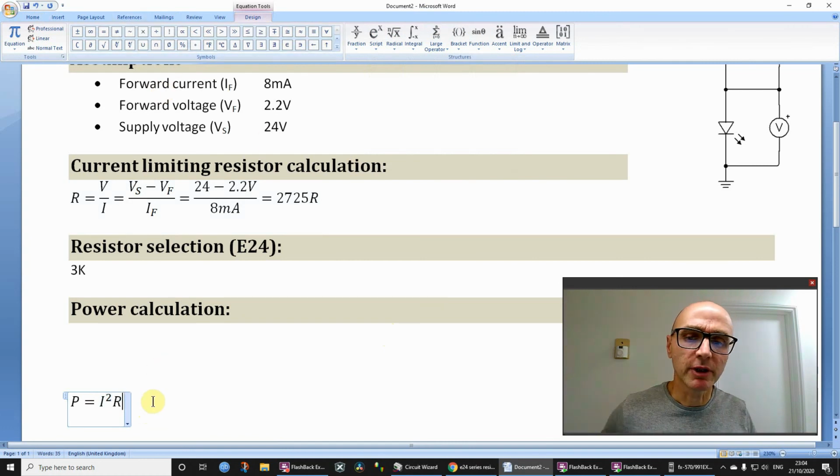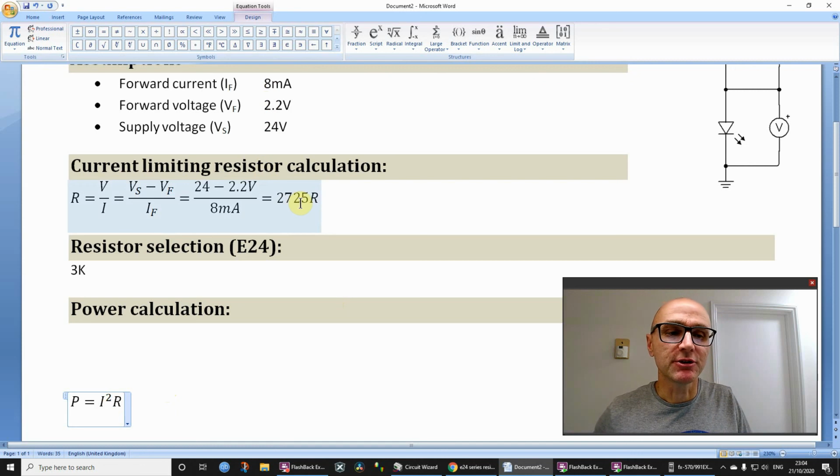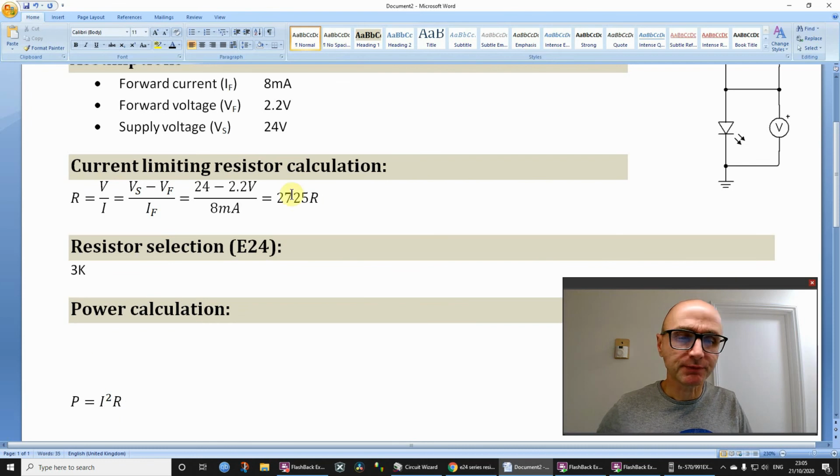Power equals I squared R, but for the current, we wanted 8 milliamps, but actually we've got less than 8 milliamps. Hopefully that makes some sense, because we've chosen 3K, which is more than the 2.725K. So we're going to have less current, so if we want to be precise on this, we really need to recalculate the current. So that's what I'm going to do first. Now, if you were doing this as a student exercise, you'd be writing a really brief recalculation of the current.